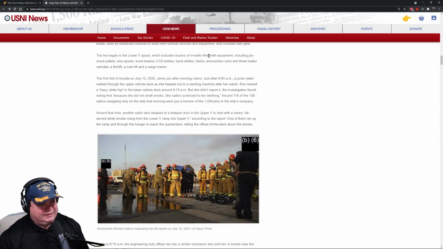Highly flammable, too. Okay, triwalls filled with equipment, including plywood, pallets, wire spools, wood beams, CO2 bottles. Oh, the arsonist had extinguished or discharged the CO2 firefighting bottles. So when people got into the space and they picked up the CO2, there was nothing in it. Okay, they also have hand dollies, chairs, ammunition carts, but not ammunition. But they did have fuel and a forklift with gas in it and a cargo bay tractor there in the space where the fire began.